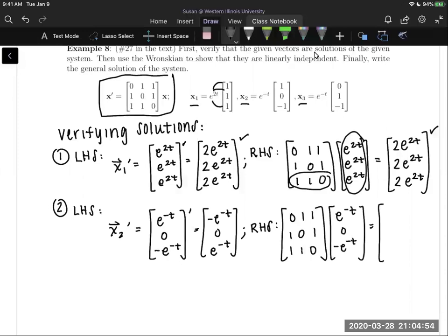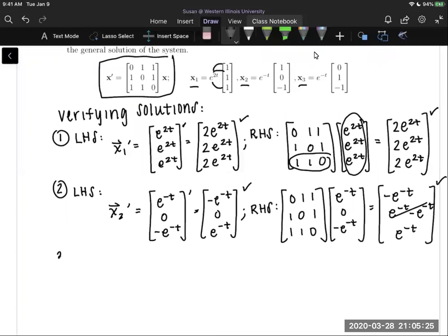So I get a 0 plus 0 plus negative e to the negative t. For the next row, I get an e to the negative t plus 0 minus an e to the negative t. So that's actually going to 0. And then in the bottom row, I get an e to the negative t plus 0 plus 0. So yes, that does in fact equal that derivative. So far, so good. So let's check the last so-called solution.